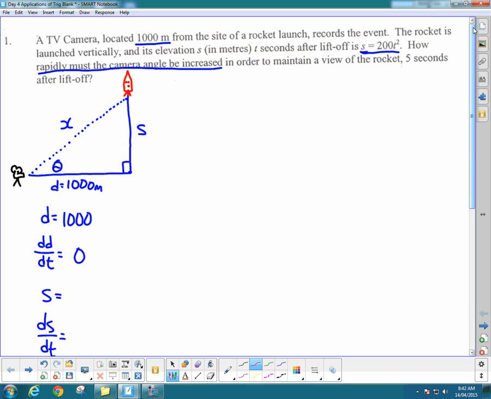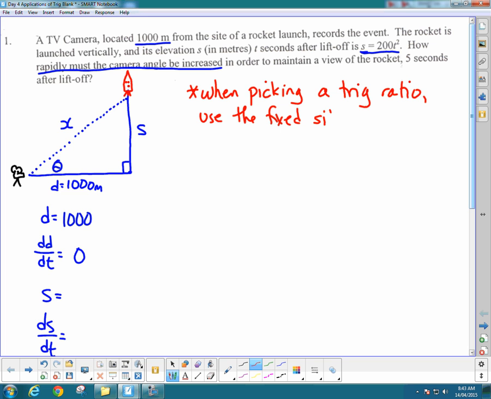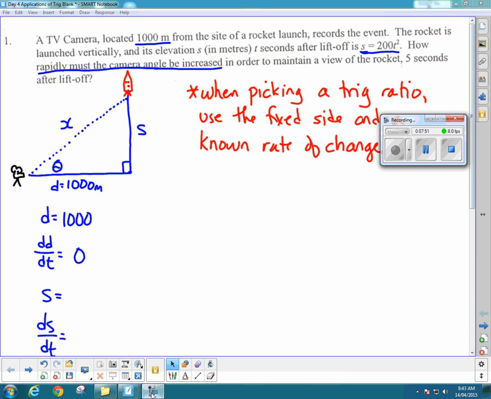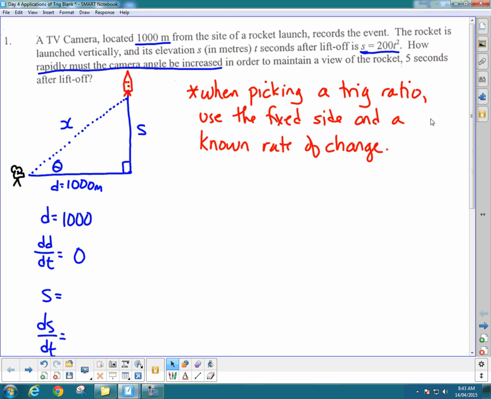So the little note that I'm going to put here that you wouldn't write in every single time says, when picking a trig ratio, use the fixed side and a known rate of change. So when picking a trig ratio, use the fixed side and a known rate of change.